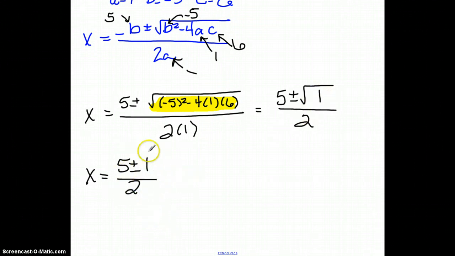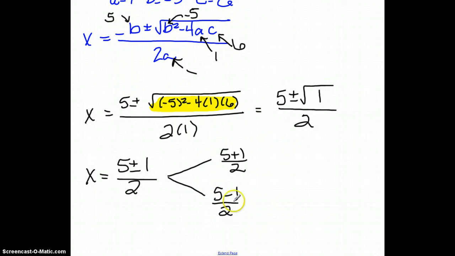Now remember, once I get it simplified, one time I'm going to do my adding, and one time I'm going to do my subtracting. So 5 plus 1 is 6, divided by 2 would be 3. 5 minus 1 is 4, divided by 2 is 2. So these are what I think my two answers are.